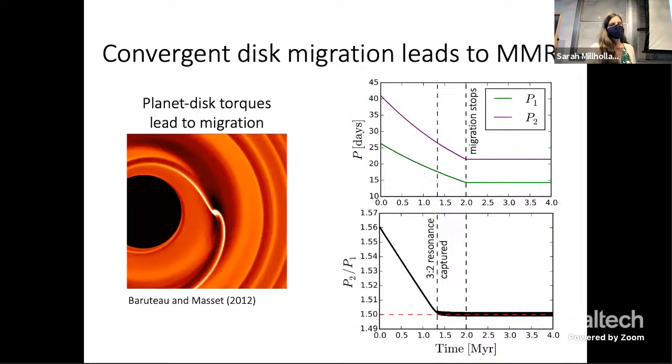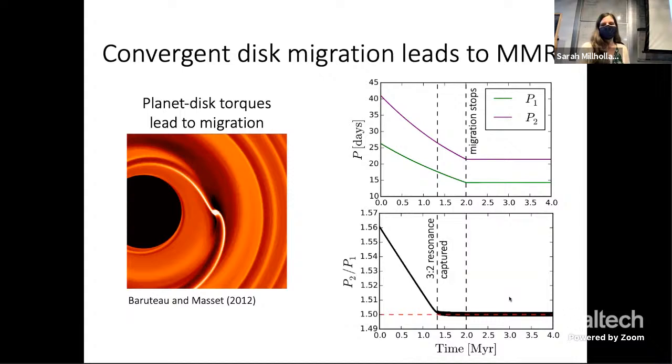They're interesting because they're naturally produced through convergent migration of planets while they're still embedded in the protoplanetary disk. Essentially, these planet-disk torques can lead the orbits of the planets to migrate. And if this proceeds convergently between two planetary orbits, then they can get locked into these special configurations, such as this simulation on the right showing a capture into a 3-2 orbital period ratio. And they can stay captured in this even as the planets continue migrating.